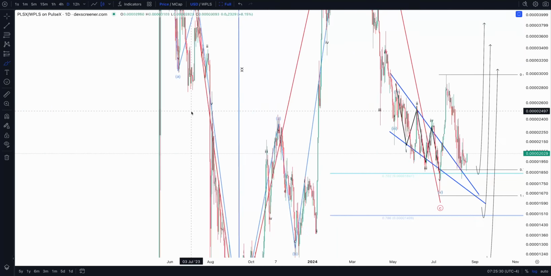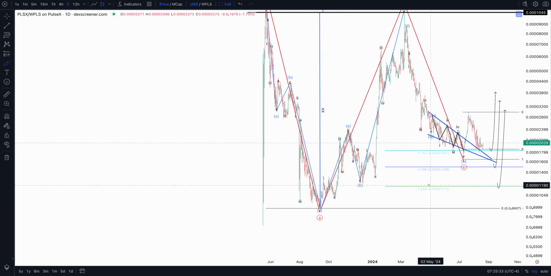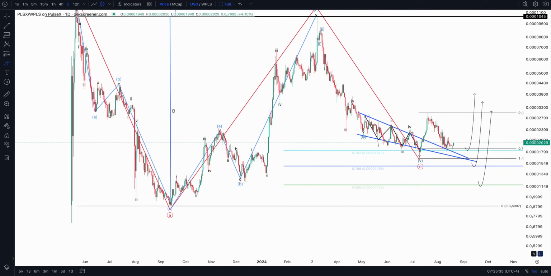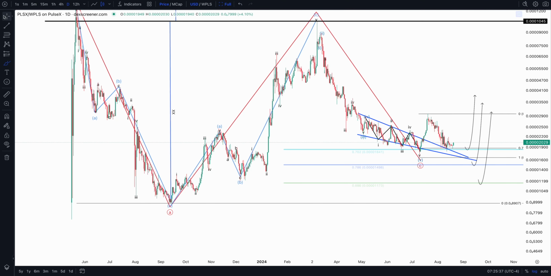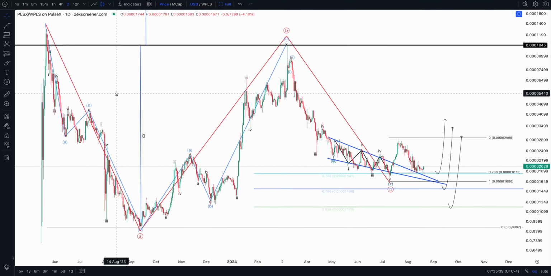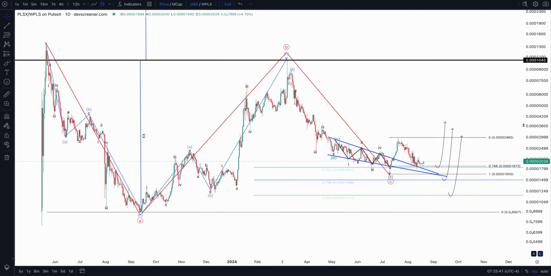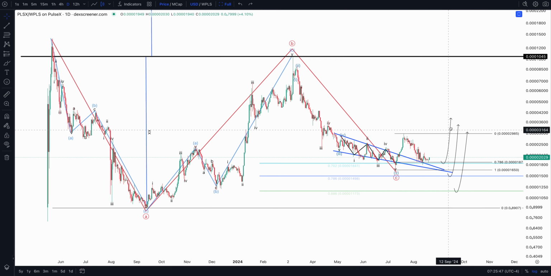Another update. Let's take a look at PulseX over here. Still very bullish on PulseX. This is still a flat pattern. We have a 3-wave move up, 3-wave move down, and then a 5-wave move to the downside with an ending diagonal within the 5th wave. Nothing has changed on the analysis that I posted there on Twitter.